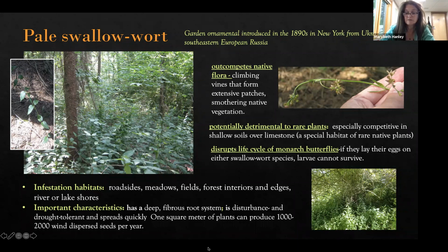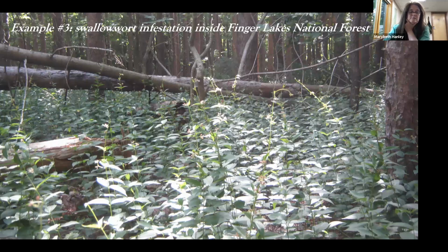So you can understand how it would spread. This is an example of a site that I found in the Finger Lakes National Forest. And it was just, again, like the garlic mustard, similarly, the forest is a complete understory of this vine. There's no other plants. There's no other shrubs. There's no other herbs. There's no other ferns.